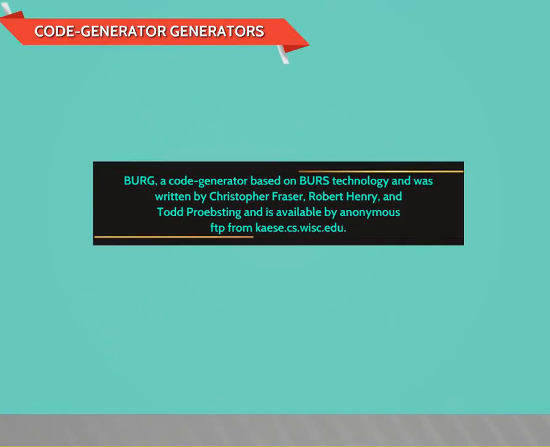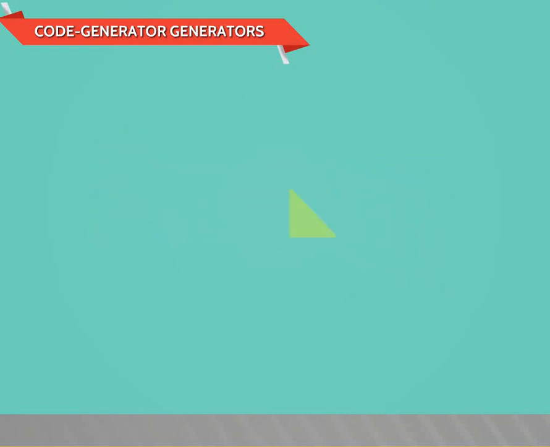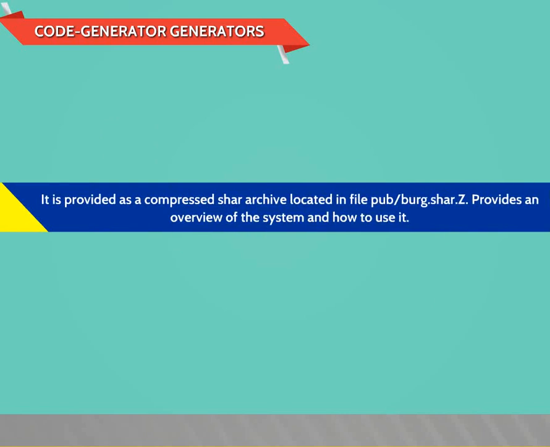BURG is a code generator based on BURS technology and was written by Christopher Fraser, Robert Henry, and Todd Proebsting, and is available by anonymous FTP from kc.cs.wisc.edu. It is provided as a compressed shar archive located in file pub/burg.shar.Z, which provides an overview of the system and how to use it.